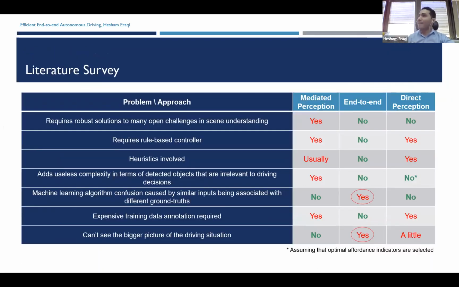So as you can see in this table, I tried to summarize the advantages and disadvantages of every approach, and we almost discussed all of them while I was talking. Green means advantage, red means disadvantage. As you can see, the end-to-end approach seems very promising because it is associated with few disadvantages.